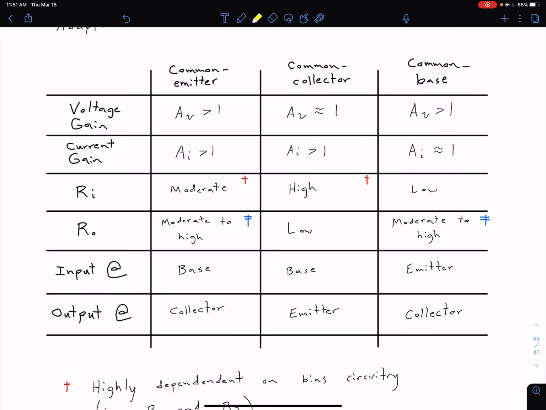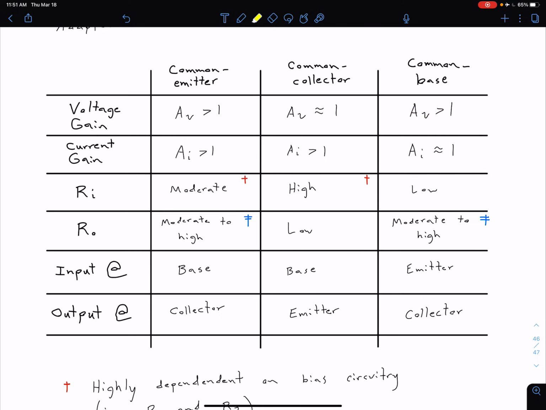So with that in mind, let's start first by looking at our voltage gain, noting that we're talking about magnitudes here. For our common emitter, we saw that we had a magnitude of our voltage gain greater than 1. Of course, it was a negative value, but again, we're just considering magnitudes. We said for our common collector, the voltage gain was approximately 1, a little bit less. And for our common base, we again had a greater than 1 voltage gain.